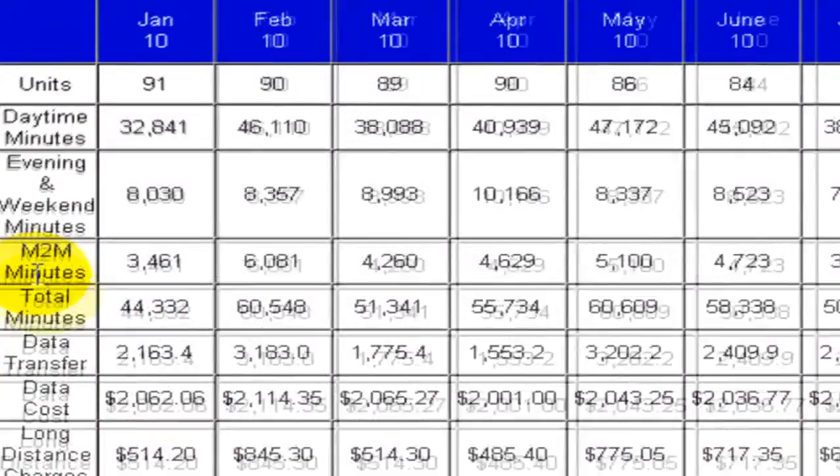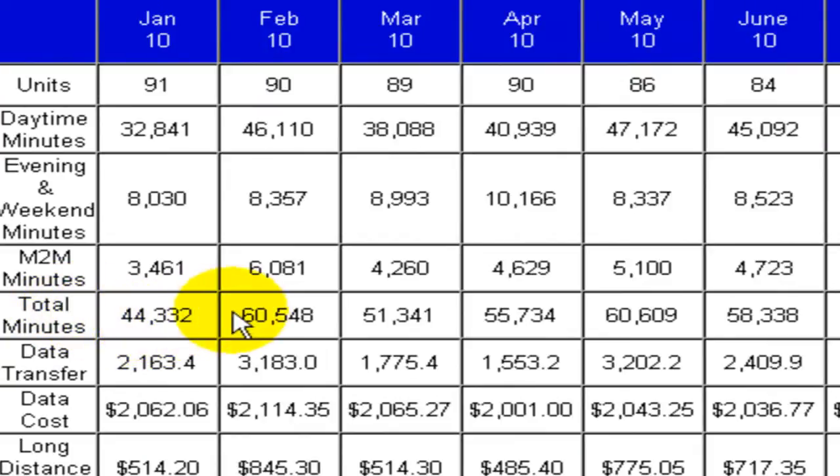Now, the usage allows you to see what the total minutes are. It gives you a breakdown of daytime, evening, weekend, any other types of minutes that might be used across your account, as well as a total. And this lets us see any kind of trends, follow our busy seasons, and if we know that May is one of our busiest months, we can see here that it has 60,000 minutes. That's a lot more than the rest of the months.